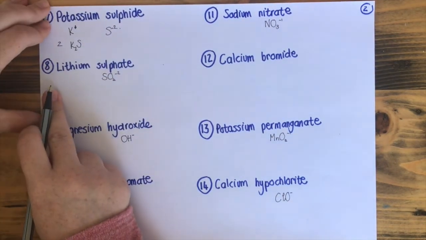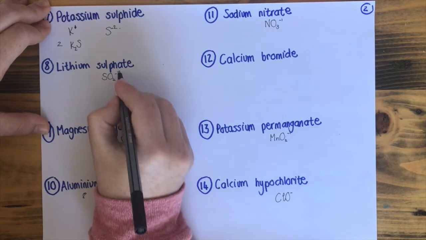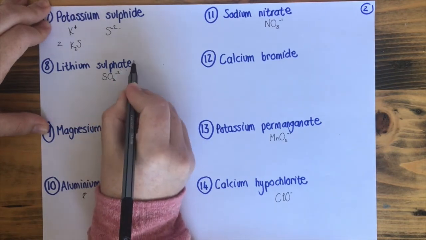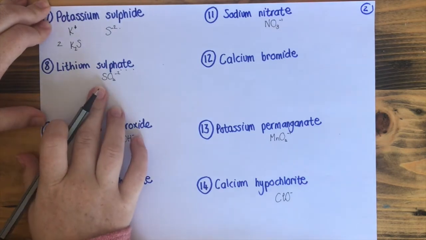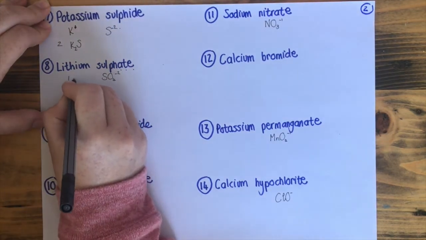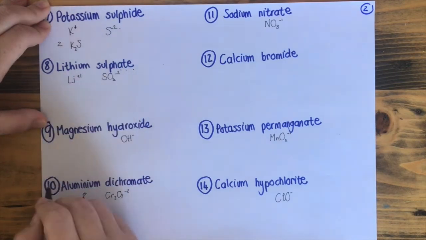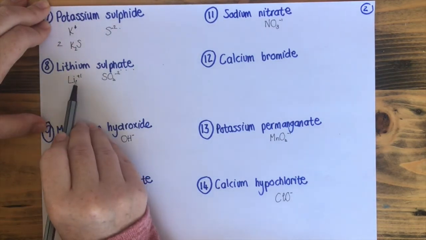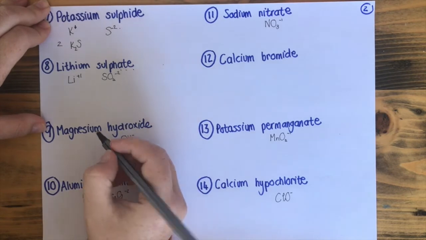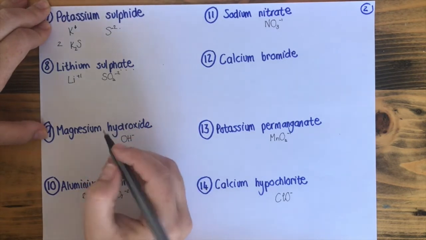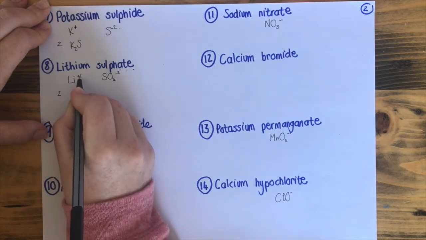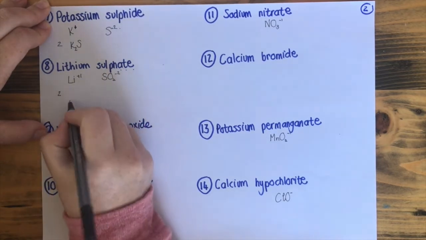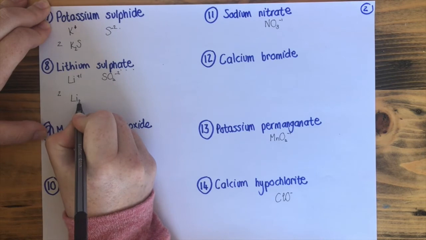Right, number 8, lithium sulfate. The ATE reminds you that it is not from the periodic table. It is from the book, the table that you need to remember. Lithium is Li+1, that is straight from your periodic table. It is in group 1, the alkali metals. So it has a charge of +1. Our lowest common number is 2. 1 goes into 2 twice, therefore it is Li subscript 2.